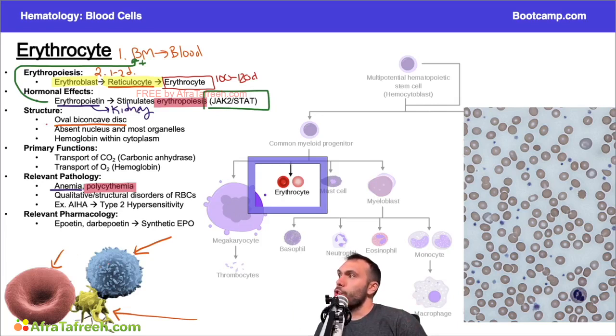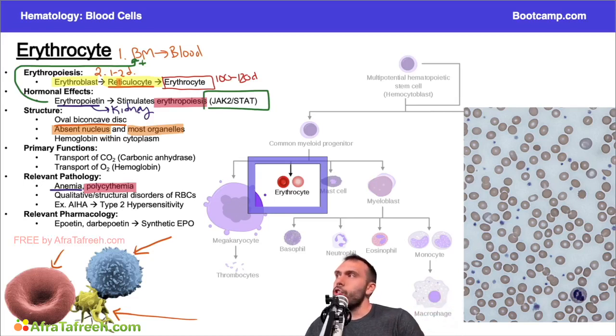In terms of the structure, the other big thing that you want to know, and this is particularly high yield because it has a lot of repercussions when we talk about some other things, is that erythrocytes don't have a nucleus, and we talked about this in the fetal erythropoiesis section. They really don't have most organelles either. So, if you're trying to differentiate a reticulocyte from an erythrocyte, one of the things we talked about is that the reticulocytes will have cytoplasmic RNA. Erythrocytes in general won't have that. And like I said, they'll have a completely absent nucleus.